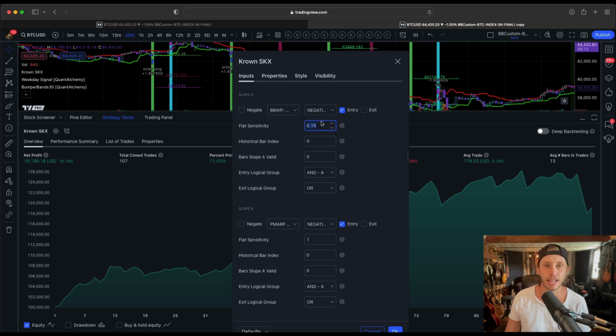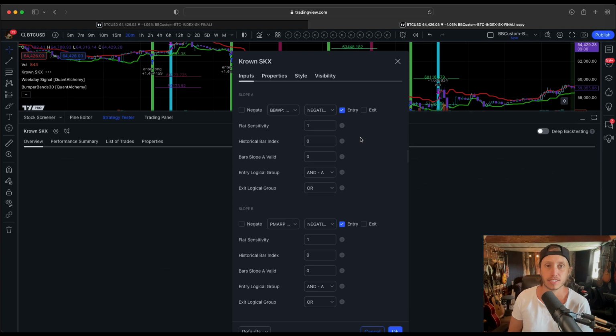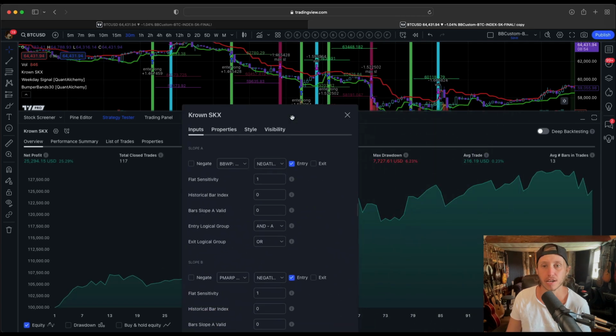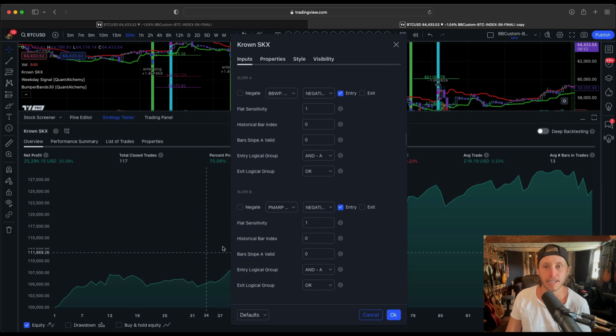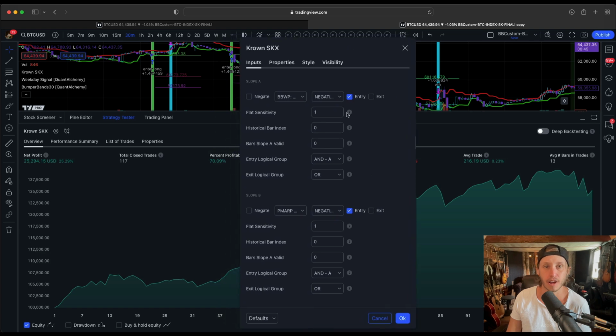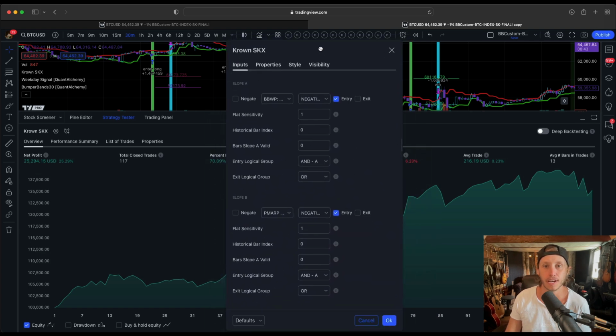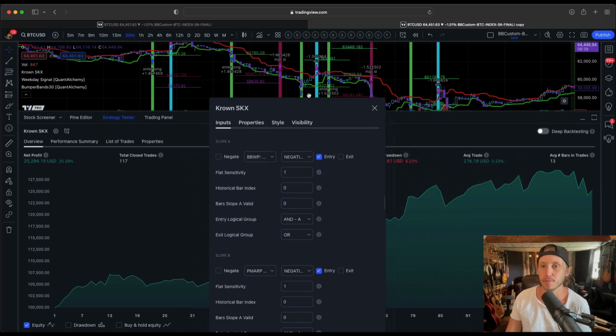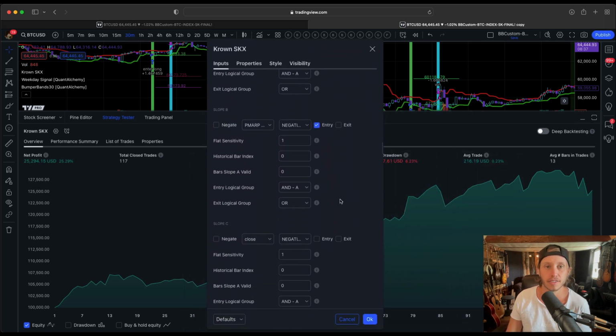We'll go down to BBWP. Let's just make the flat sensitivity a little bit higher. Actually, let's put it all the way back at 1 and just kind of see where that takes us. Yeah, so bringing that up actually really helps our strategy, especially in a bull market period. So now we're at a great 25% profit in just a few months, with the drawdown being very reasonable, percent profitable. Everything looks really, really solid.